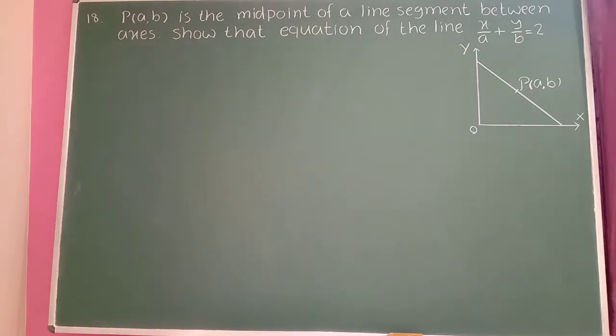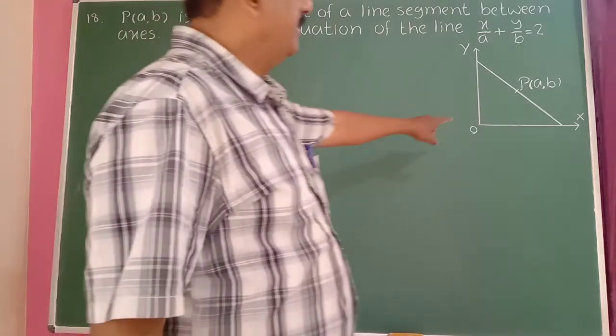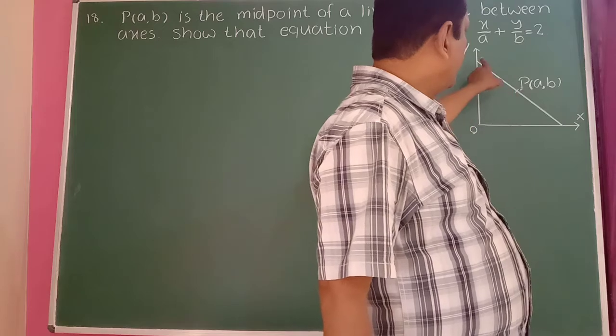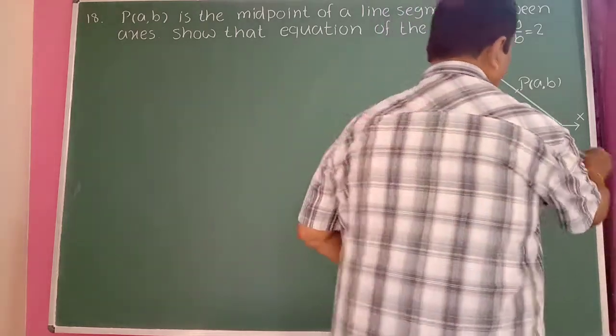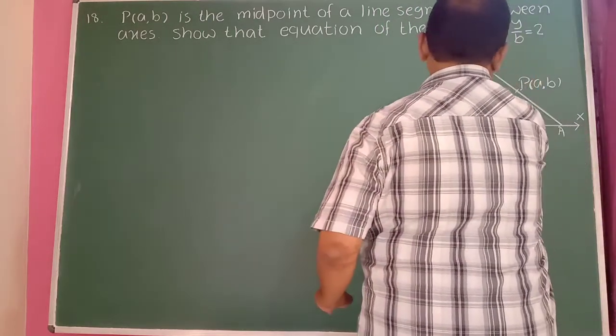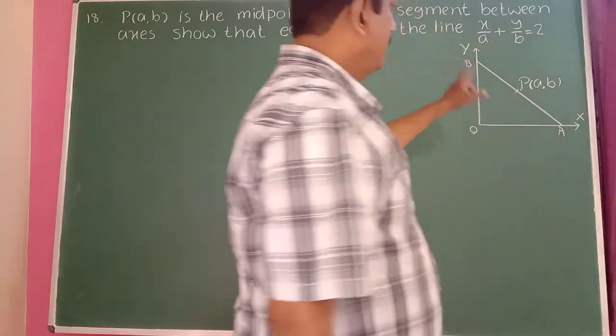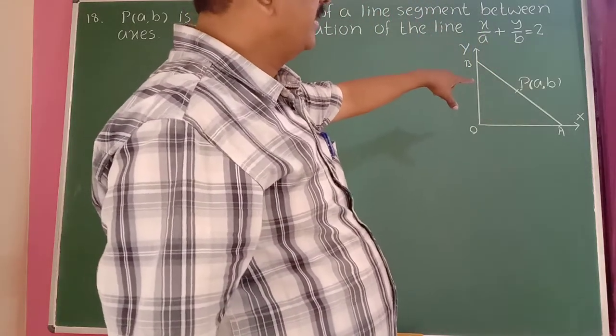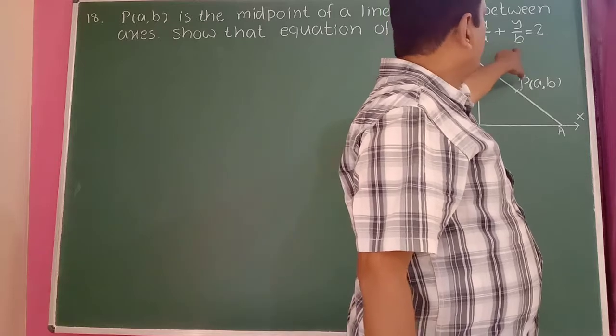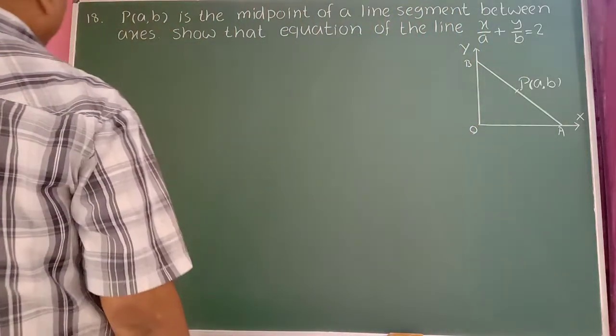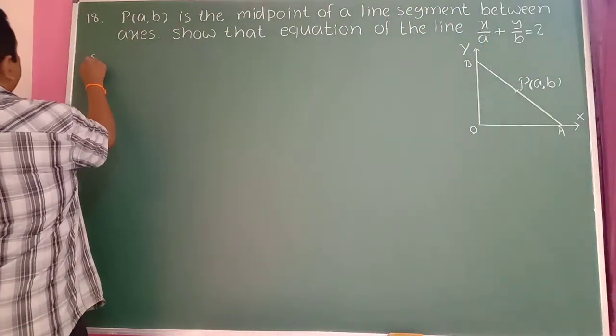P(a, b) is the midpoint of the line segment between the axes. Show that the equation of the line is x/a + y/b = 2. Here P is the midpoint of AB. This is a line here. Consider this point A and this is B here. Then we prove that the equation of line AB is x/a + y/b = 2. Okay, therefore, take your solution.